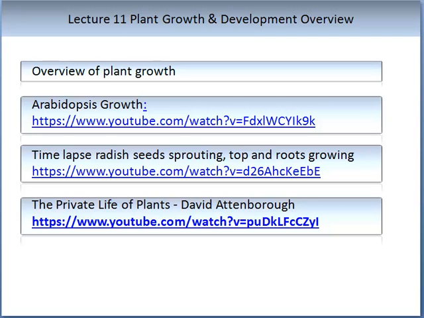The 3 following very short YouTube videos are growth of 3 different plants. One is Arabidopsis thaliana, which is the model plant often used for investigating components of plant growth and development. The second plant is a time-lapse of radish seeds sprouting, where you can see both the hypocotyl growth and the root growth at the same time. And the third one is the David Attenborough Private Life of Plants growth of fungi. All of these will give you the visualizations, and we will talk in more detail in this lecture about how these components come about.